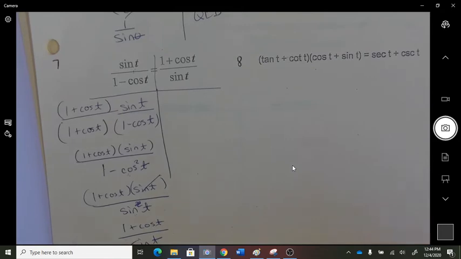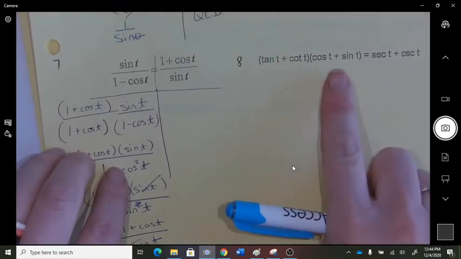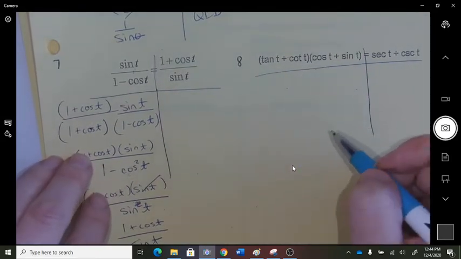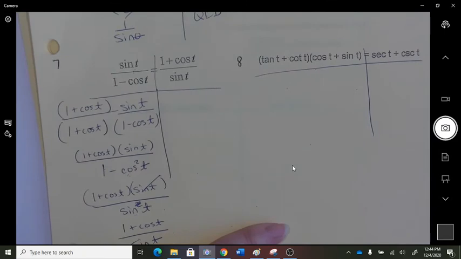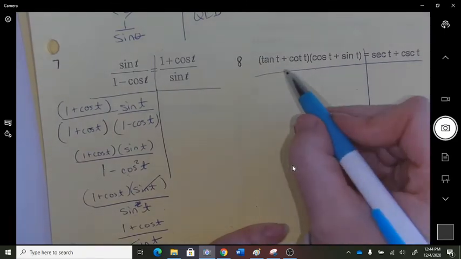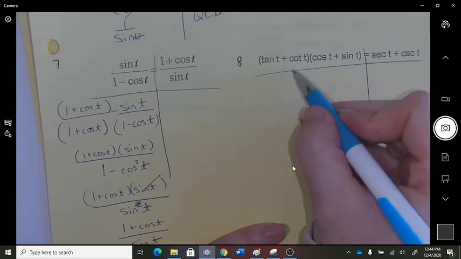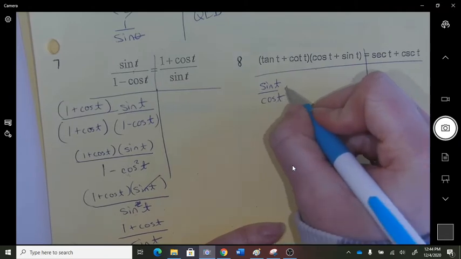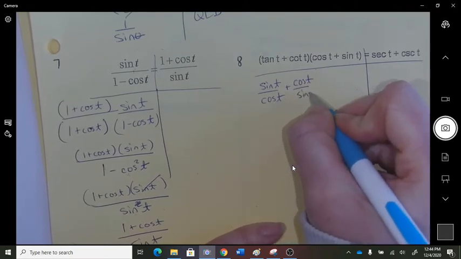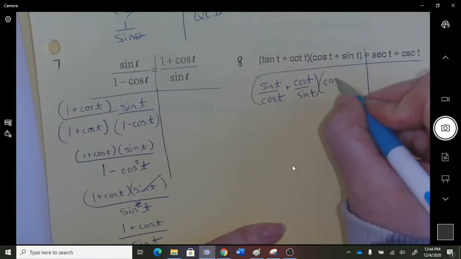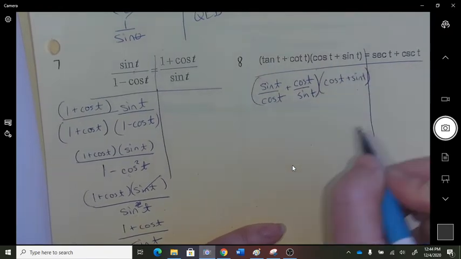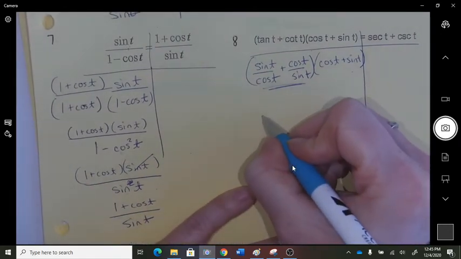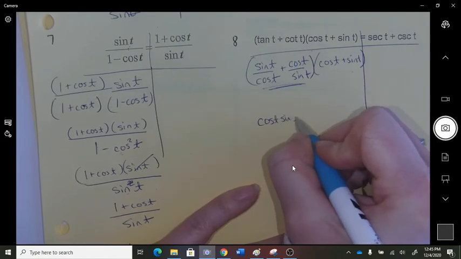Okay, next one. So look for the more complex side, and I'm thinking it would be this side. Let's move these into sines and coses. So sine t over cos t plus cos t over sine t. I'm just going to leave this for now and see what happens. So this part right here, I'm going to try to get into the same denominator. So cos t sine t.